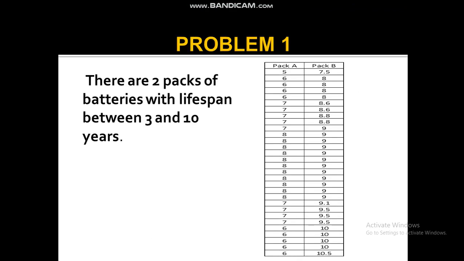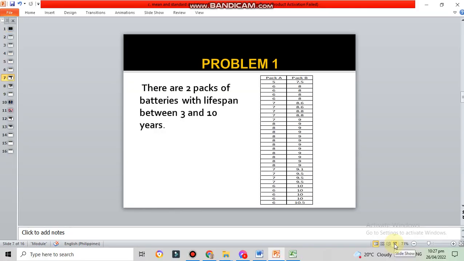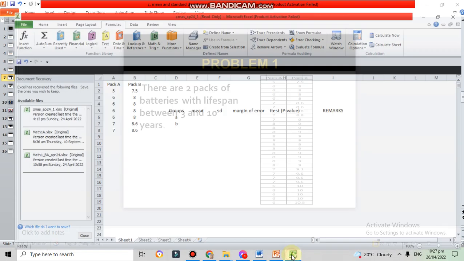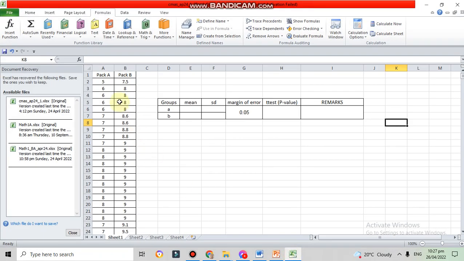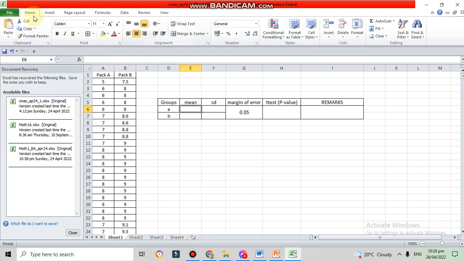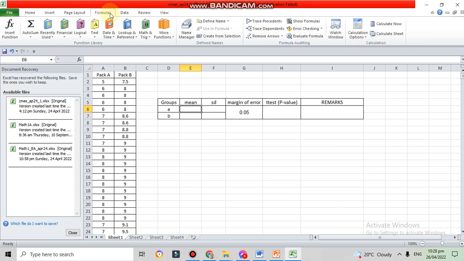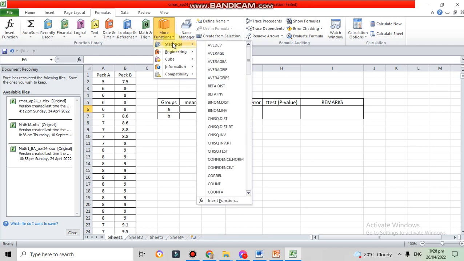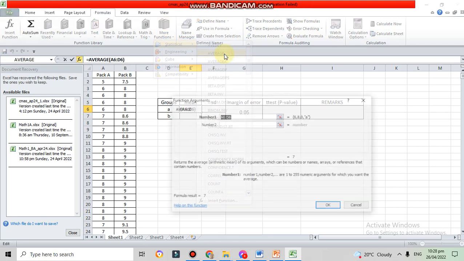Okay, just what I have promised. So this is our problem. Let me show you the Microsoft Excel. So I have encoded already the data for pack A and pack B. So to compute the mean of pack A, assuming we have started from this home tab, you left click the formulas, you left click the more functions, you move the cursor to statistical, then to the average.